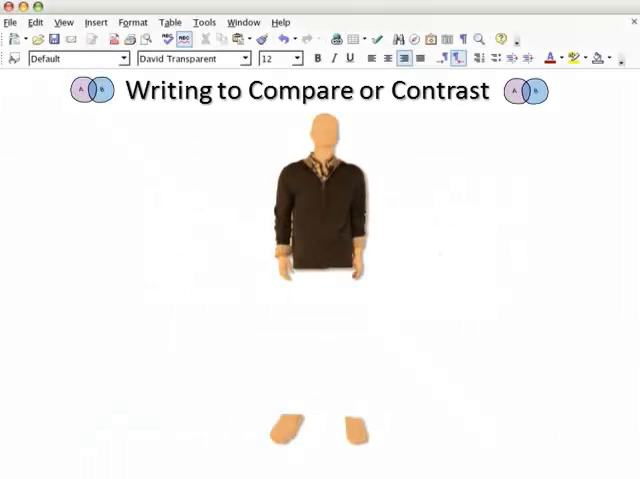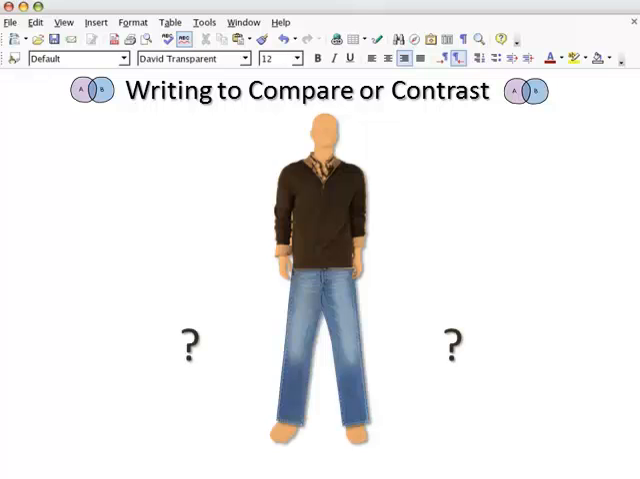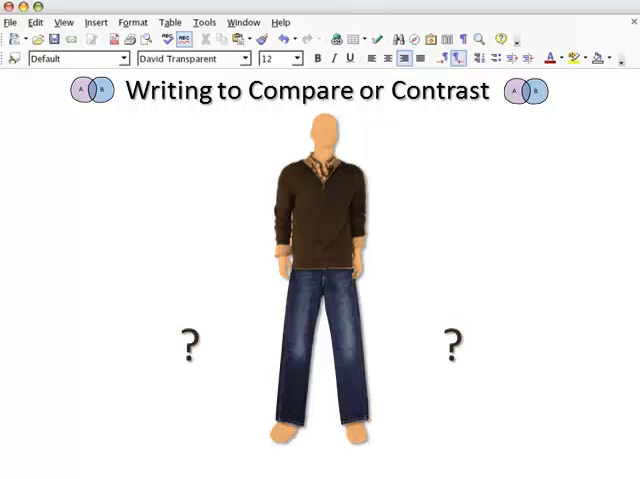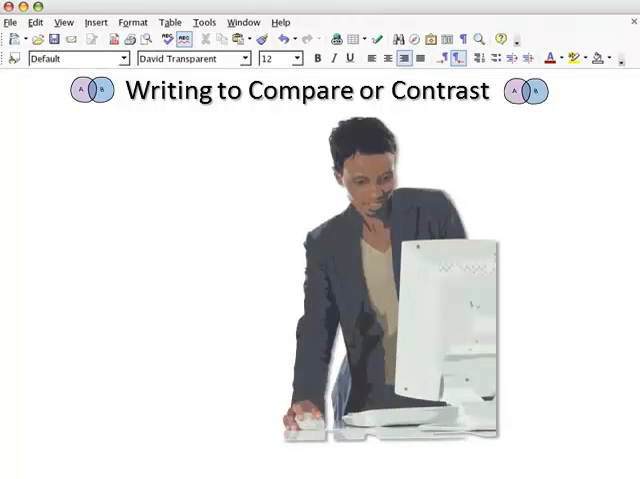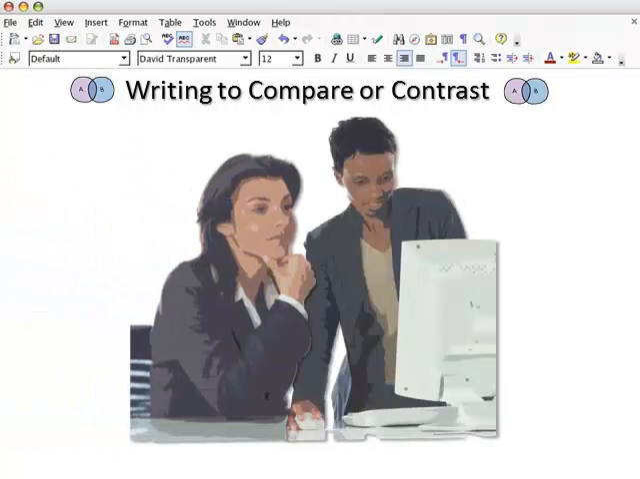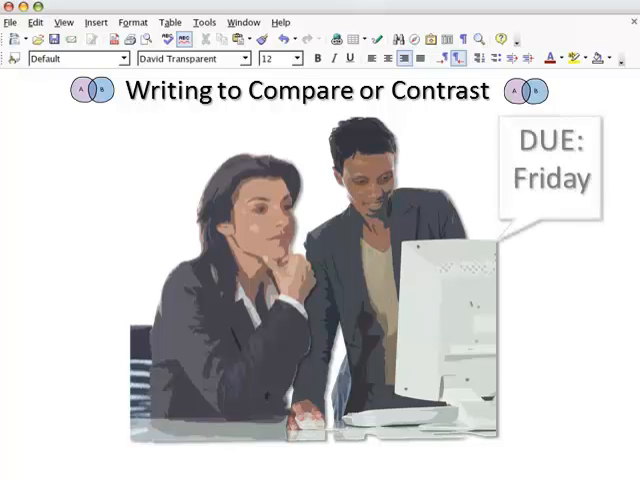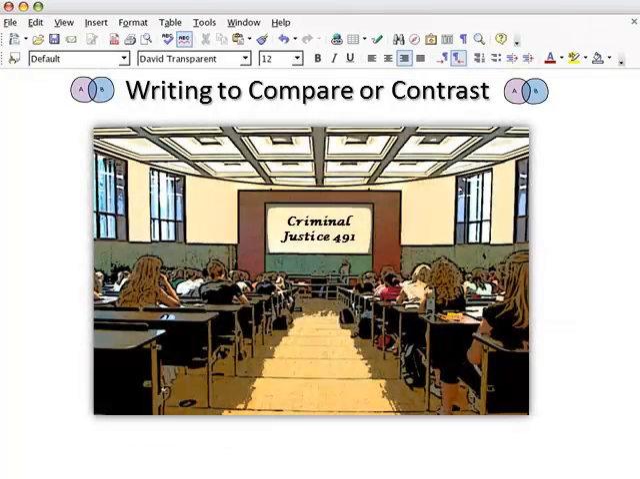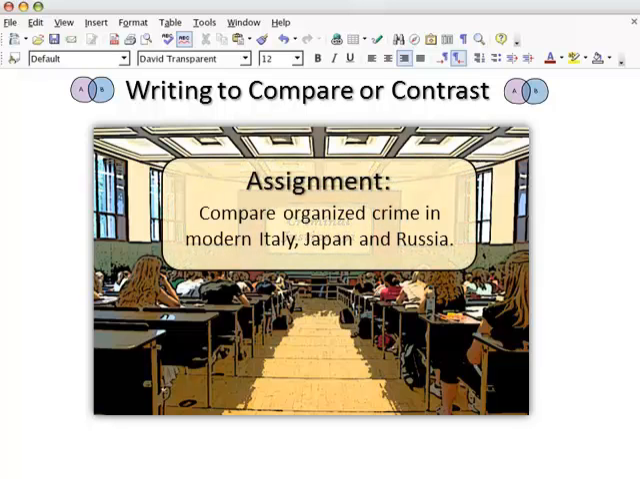A typical Saturday at the mall. You're trying on new jeans. Let's see, slim cut or relaxed fit, stone washed or dark. At work on Monday, your boss asks you to research and recommend a notebook computer for the entire sales staff by Friday. That night in criminal justice class, you're reminded that you have a term paper due, comparing organized crime in modern Italy, Japan, and Russia.